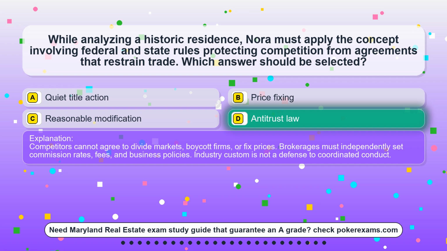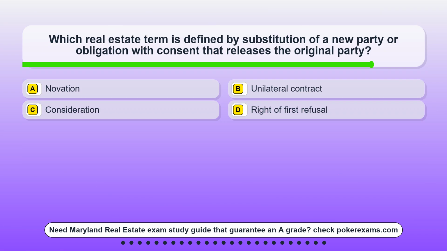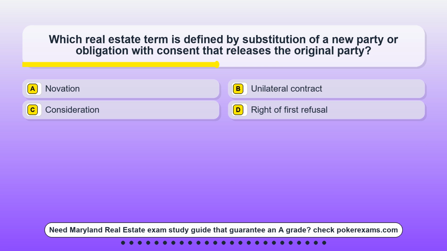with other constitutional principles. Question 16. Which article set the ratification requirement for the original Constitution? Option A, Article 4. Option B, Article 1. Option C, Article 5. Option D, Article 7.